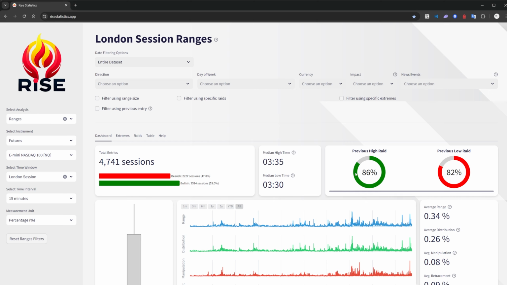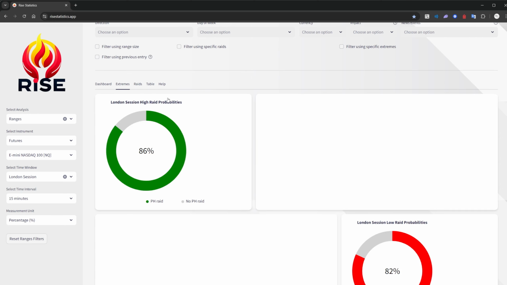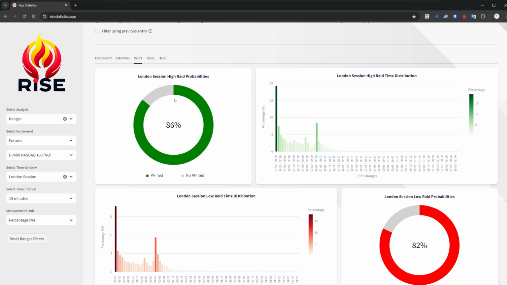But what we see here is statistical data, in this case, about ranges on NASDAQ, and more specifically, the London session. Now, what is the London session for us? It is the London trading hours of 2 to 5 a.m. This is our London kill zone, if you want to say it. Now, what we are interested in is not the range of said thing. It is not when the extremes formed. It is more specifically when and how often do we take out the high and low.